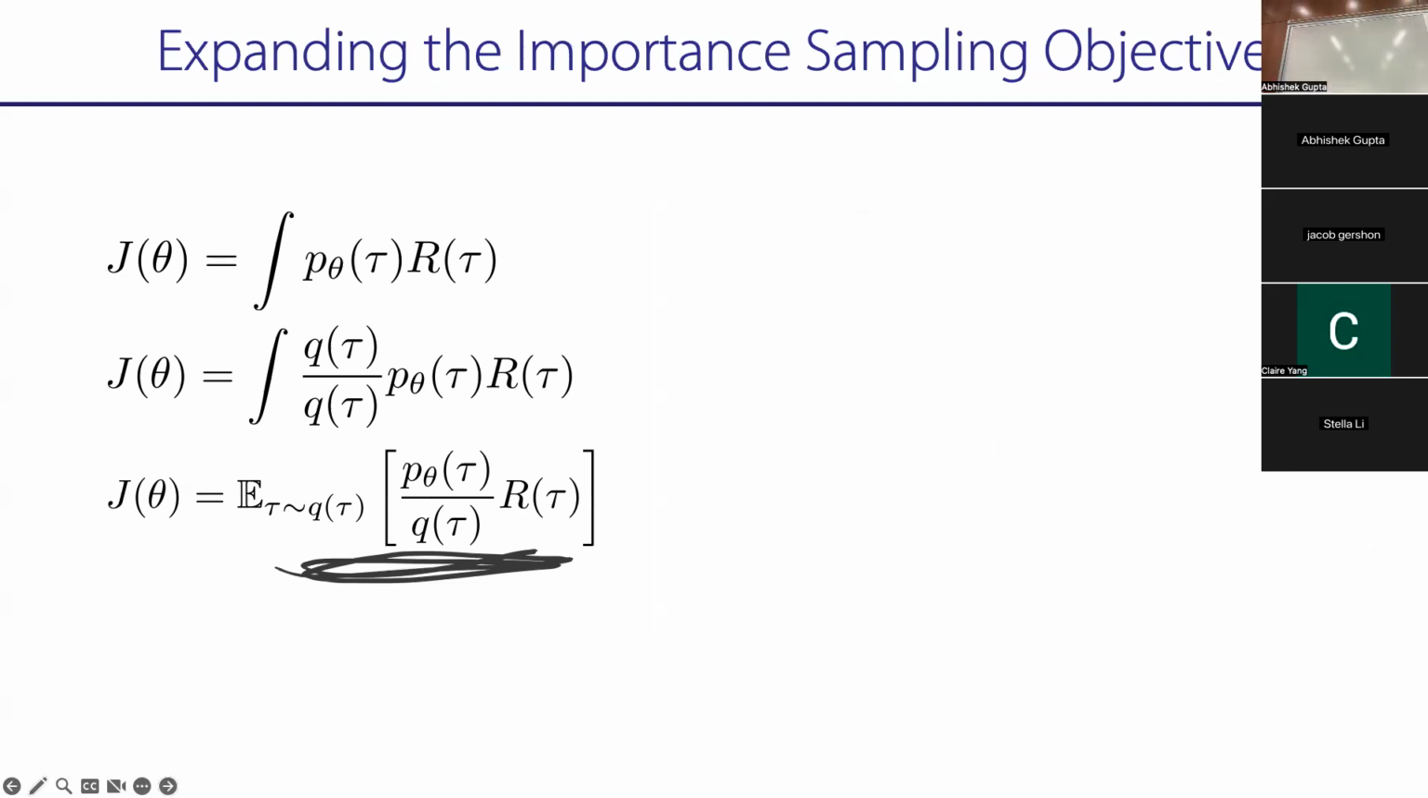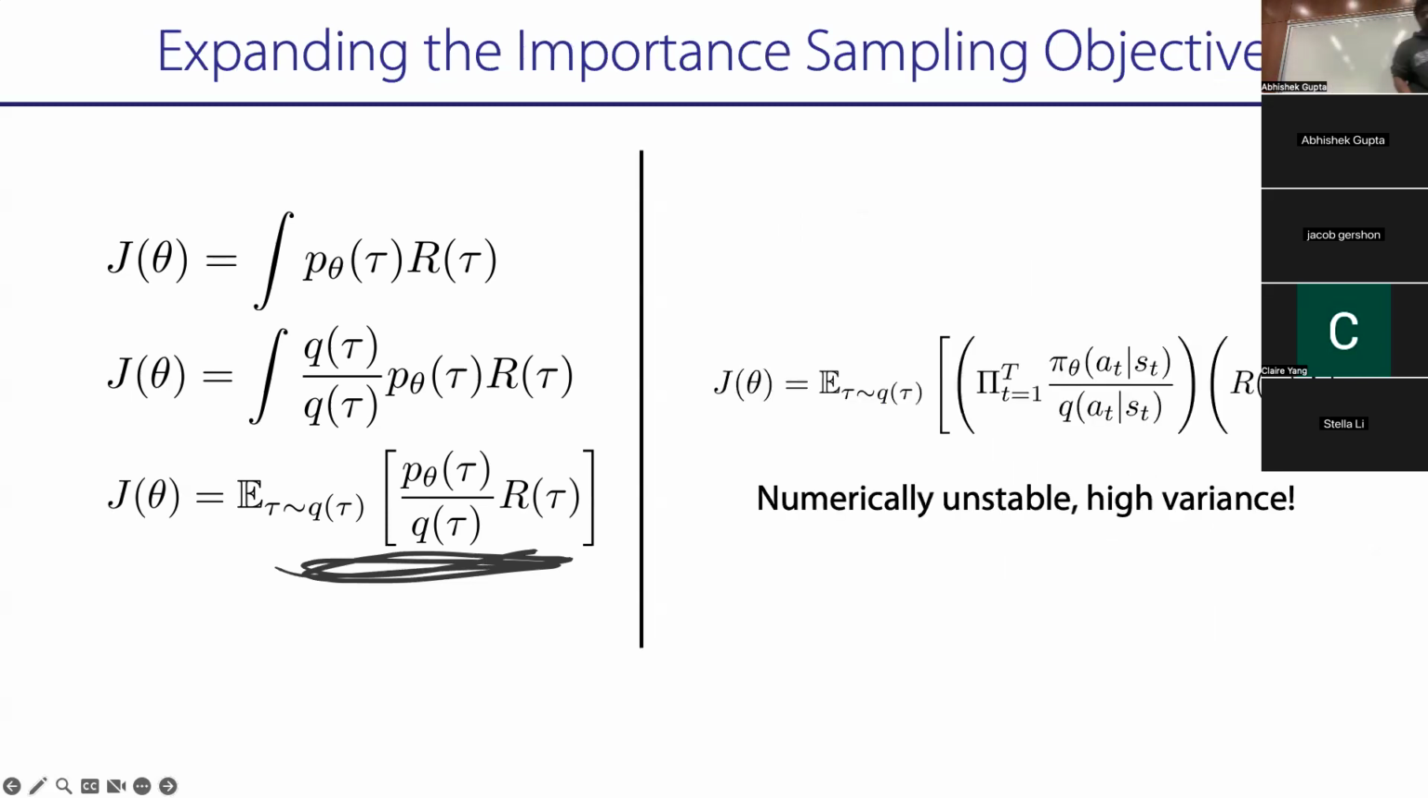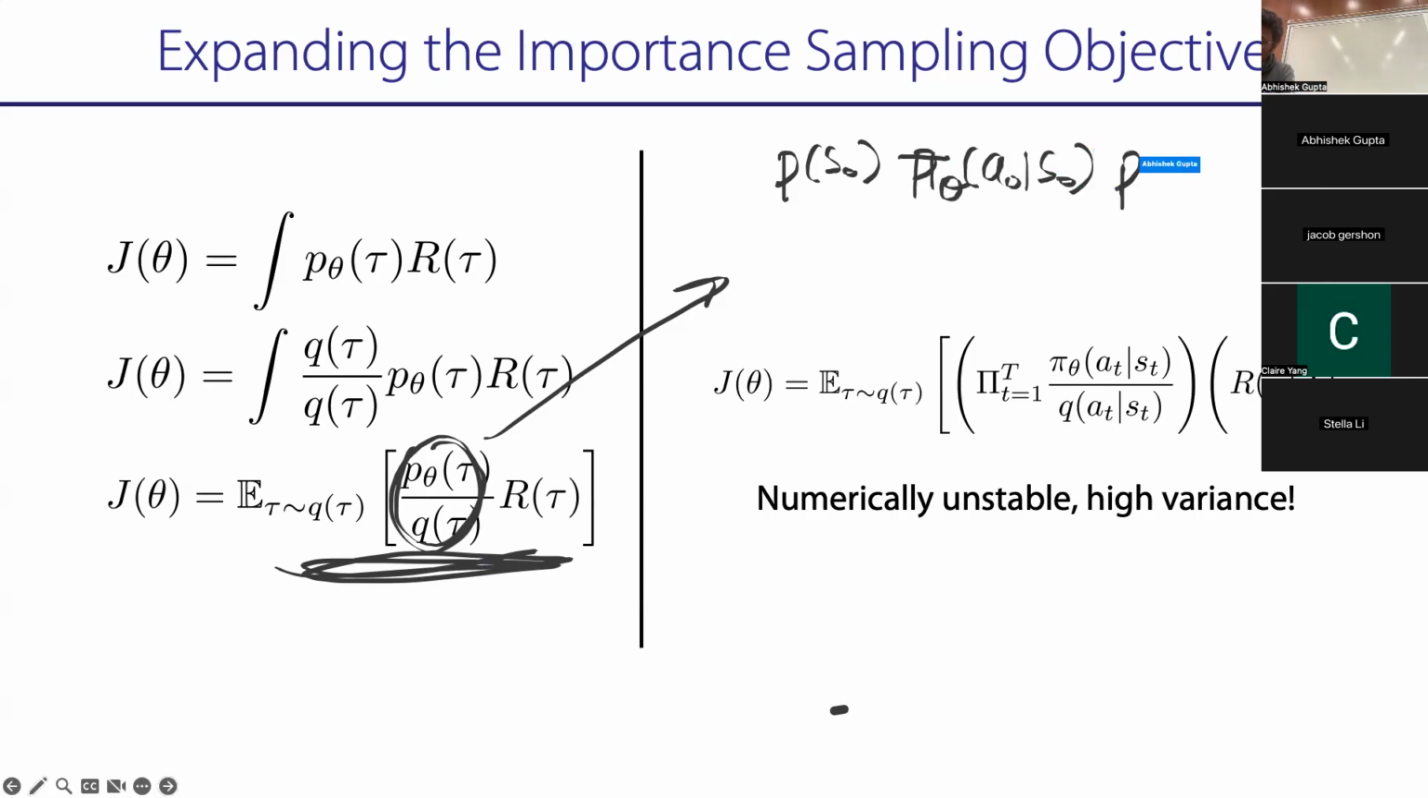So what we really want to do is expand out P theta tau by Q tau. When I look at this objective, P theta is, as we remember from earlier, the product of the initial state distribution times pi theta of A naught given S naught times the dynamics, and so on. And Q, let's say Q was sampled under some policy.